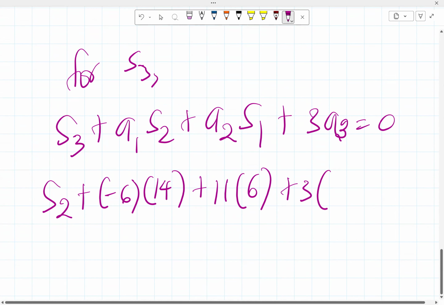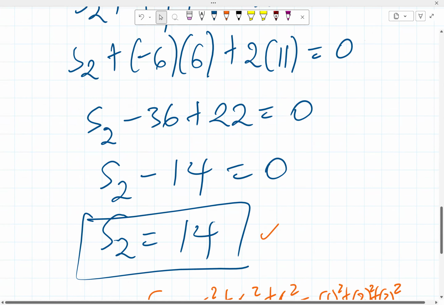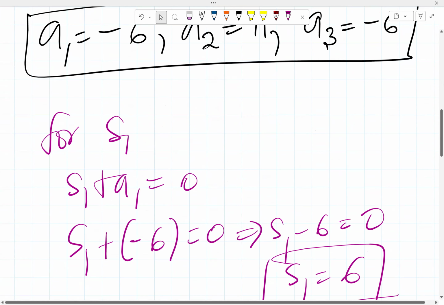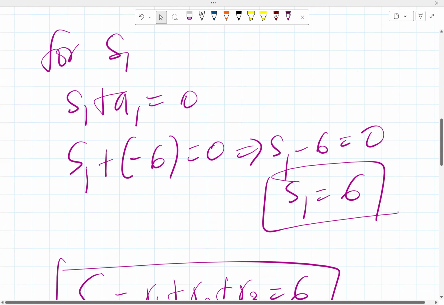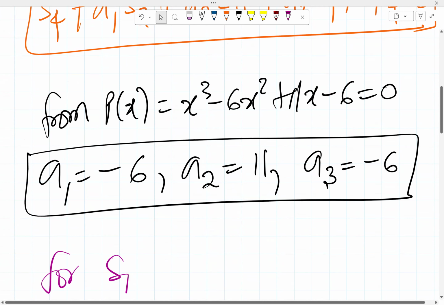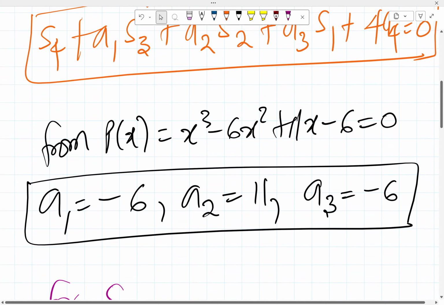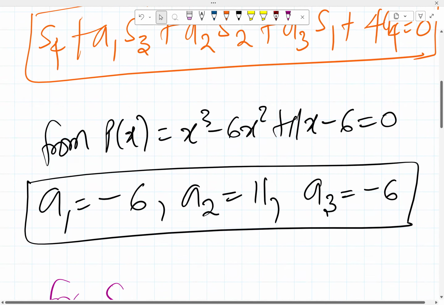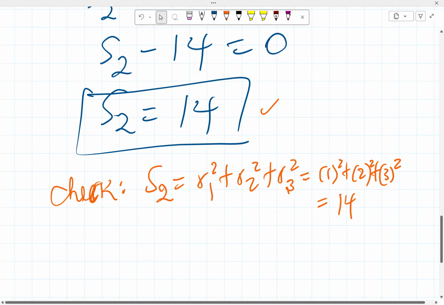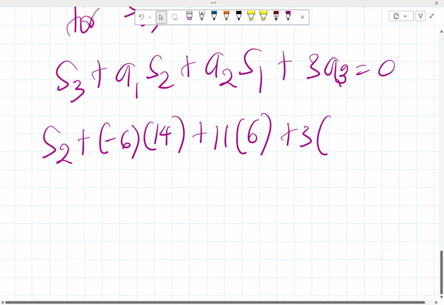And then A3. A3 is this coefficient now. So what is A3? A3 is minus 6. Really? In x cubed minus 6x squared plus 11x minus 6, yeah, A3 is minus 6. That is equal to 0.